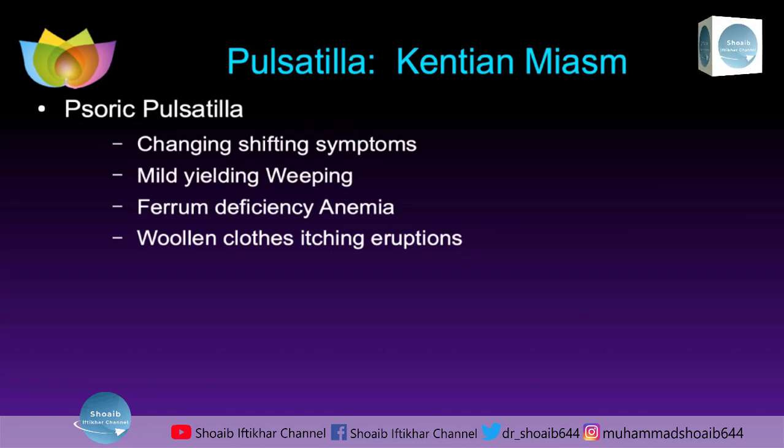So I have gone on and looked at all the symptoms of psoric pulsatilla, and these are those. We have changing, shifting symptoms. A lot of dynamic, a lot of changeability of symptoms is very psora. Weeping, yielding, milder people who change a lot and who weep and express emotions well. Any form of deficiency is also a psoric symptom. And of course, itching eruptions from woolen clothes. This is again a pulsatilla syndrome. So you have about 3 or 4 or 5 key pulsatilla psoric symptoms using the Kent miasmatic analysis.